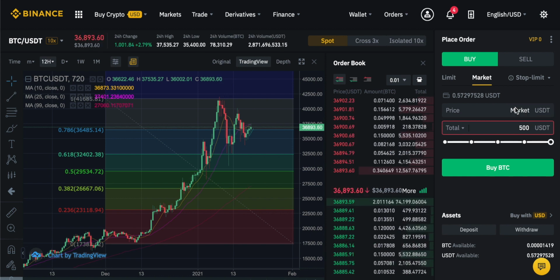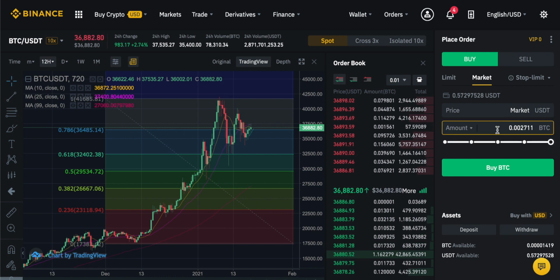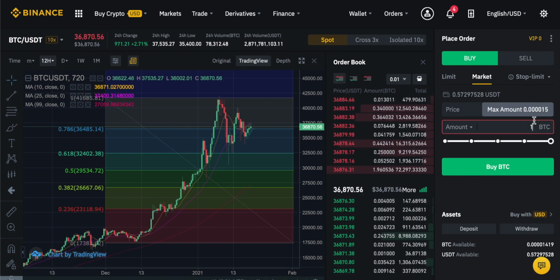You have no control over the price, but you can either say, I want to spend this much, so maybe 1,000 like this, or you can go amount and then choose how many Bitcoin that you want to buy, 1 or 0.05 like this. You can then go through, press trade, and you will trade. You do not know the price until you have traded though.